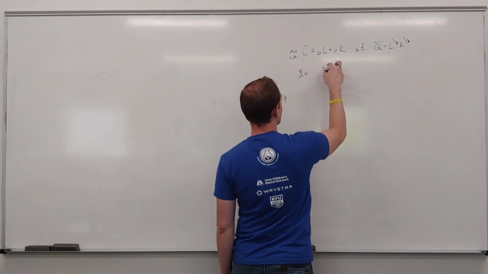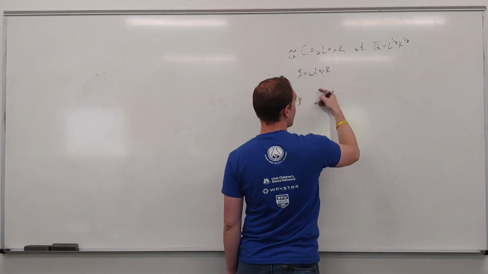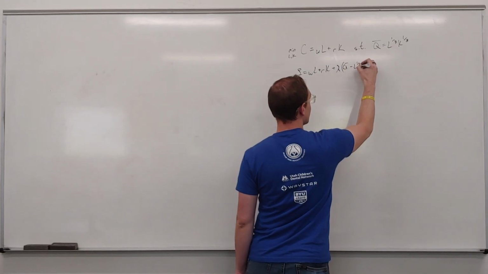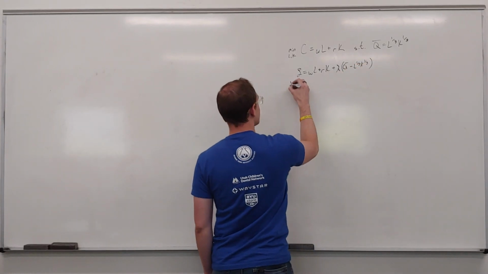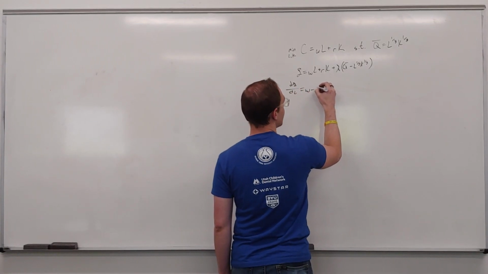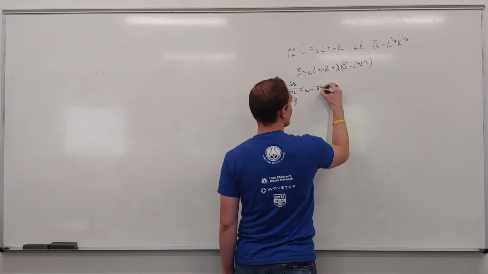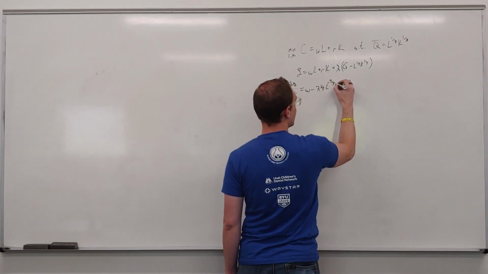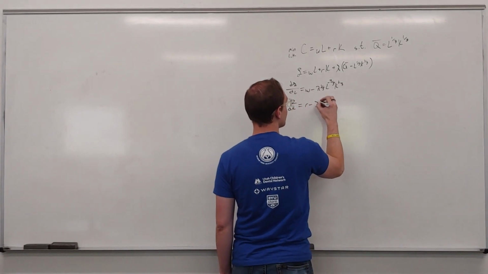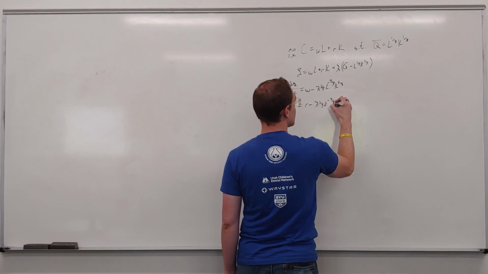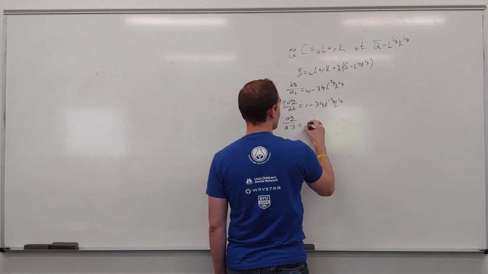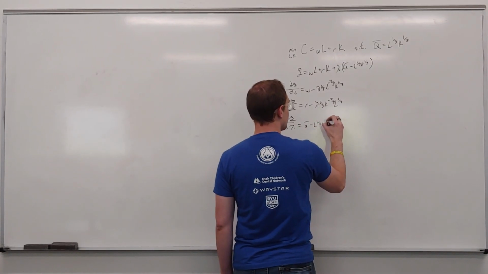So we can write our Lagrangian. This is our objective function, WL plus RK. And we're going to add lambda times Q bar minus L to the 1/3, K to the 1/3. Okay, and so we take our first order conditions. This is the derivative with respect to L. We get W minus lambda 1/3 L to the negative 2/3 K to the 1/3. Okay, the derivative with respect to K is going to be R minus lambda 1/3 K to the negative 2/3 L to the 1/3. And then the derivative with respect to lambda is just going to be Q bar minus L to the 1/3 K to the 1/3.